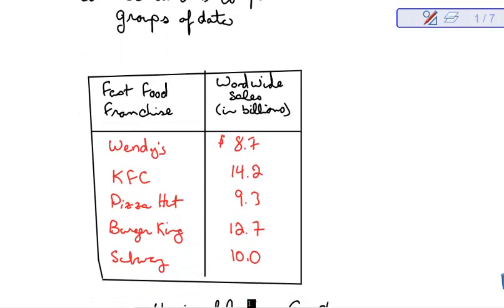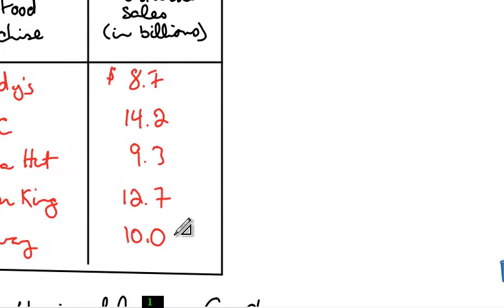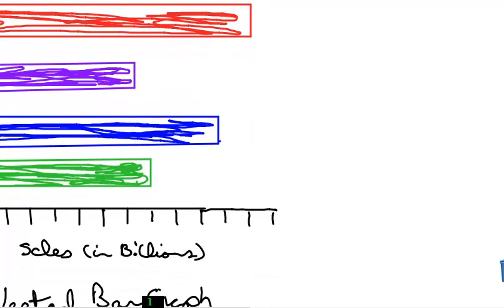Here is a chain, and we have the worldwide sales for these 5 different fast food franchises. Wendy's has $8.7 billion worth of sales. KFC has $14.2 billion worth of worldwide sales. Pizza Hut has 9.3, Burger King has 12.7, and Subway has 10. So how can we represent this data in a graph format? One way is a horizontal bar graph.